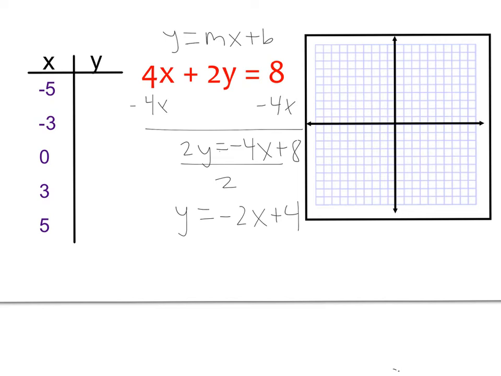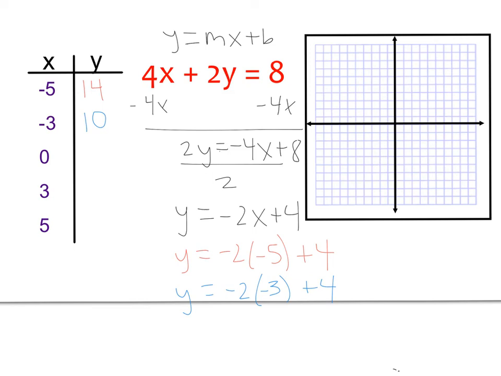Now I can go ahead and plug values in for x to find my output y. So I'm going to plug in negative 5, so y equals negative 2 times negative 5 plus 4. And negative 2 times negative 5 is 10. 10 plus 4 is 14. Now I'll plug in negative 3 for x, so negative 2 times negative 3 plus 4, and solve. And negative 2 times negative 3 is positive 6, plus 4 is 10.